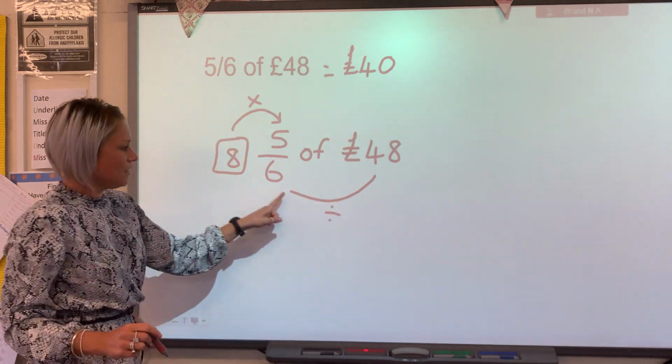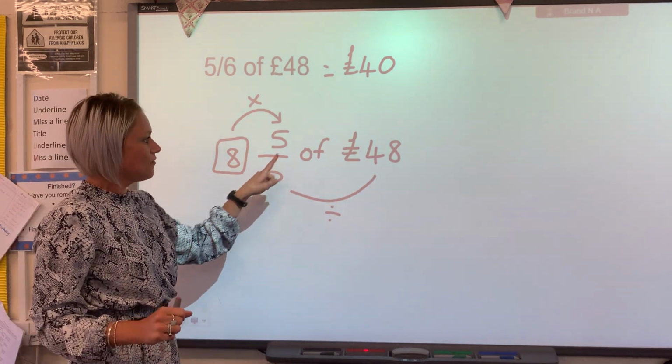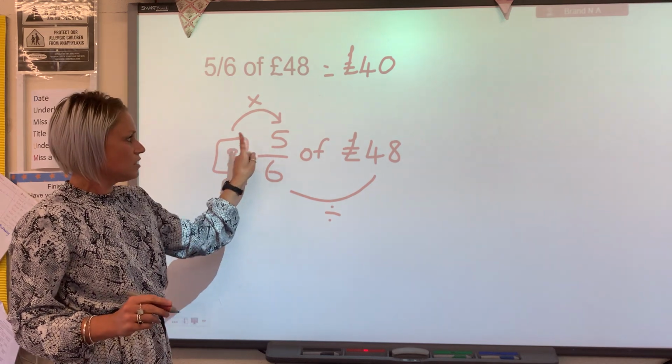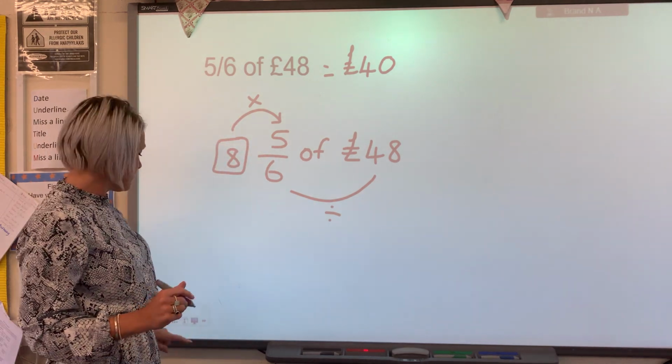So we found 1/6 of 48 was 8. Then we need to find 5, so we have to multiply those two together, which gave me my 5/6.